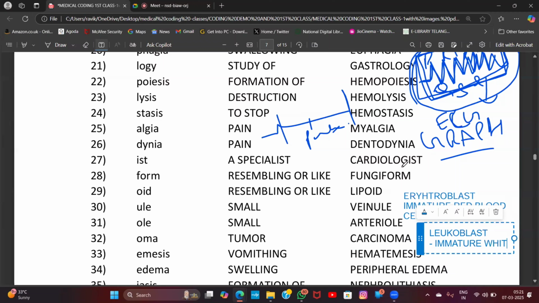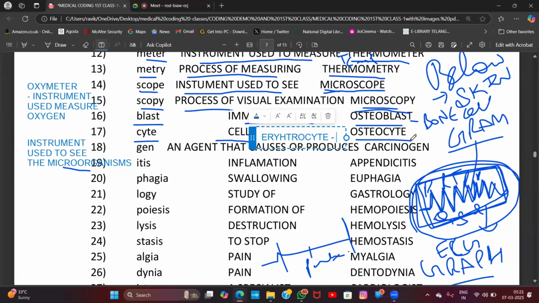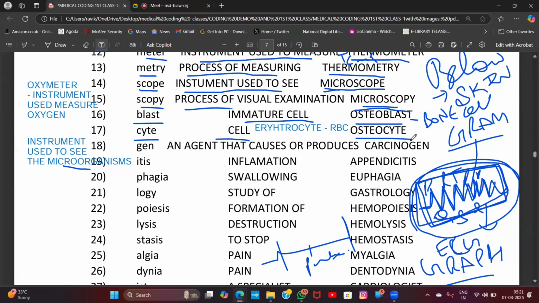Next one, site. The next prefix of this is site. Site is nothing but cell. Osteocyte: mature bone cell. Bone cell is called osteocyte. If I say erythrocyte, what is erythrocyte? Red blood cell. Red blood cells are called erythrocytes. Okay. Dermatocyte. What is meant by dermatocyte? Dermatocyte is nothing but skin cell.